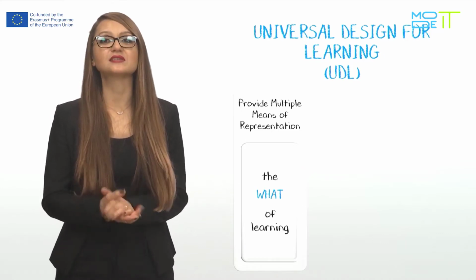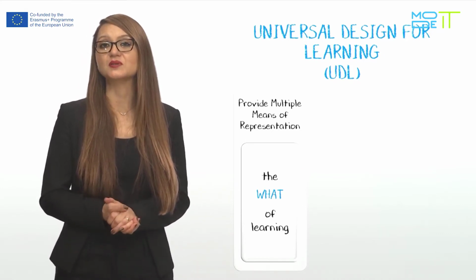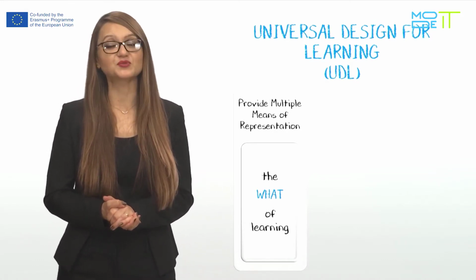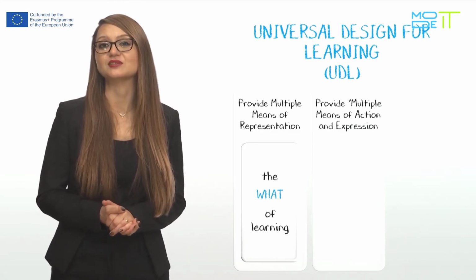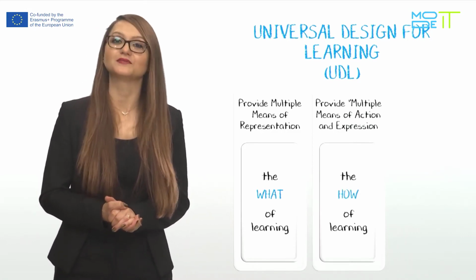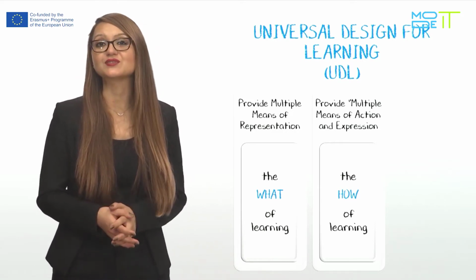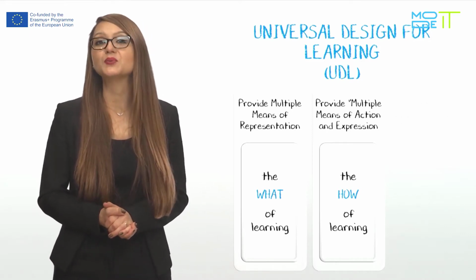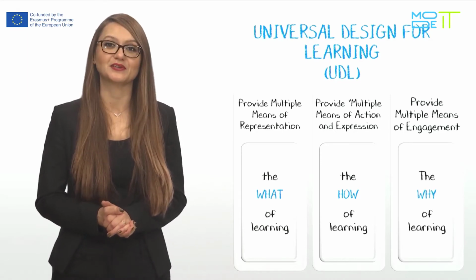As we all perceive and comprehend information in different ways, according to this principle, the content should be presented in different ways. The second principle is provide multiple means of action and expression. This is the how of learning. This principle calls for multiple ways for the learners to demonstrate what they know. And the last principle is provide multiple means of engagement. This is the why of learning.